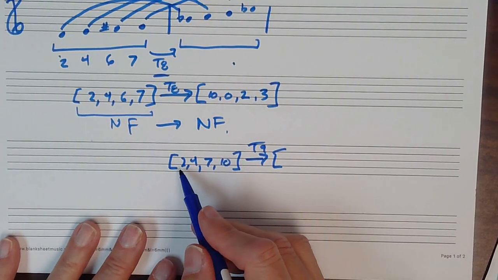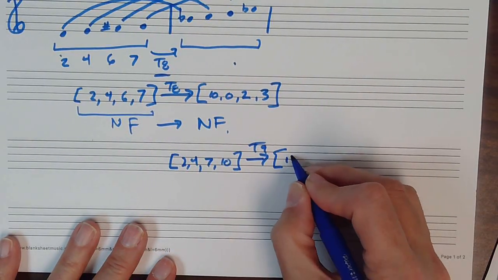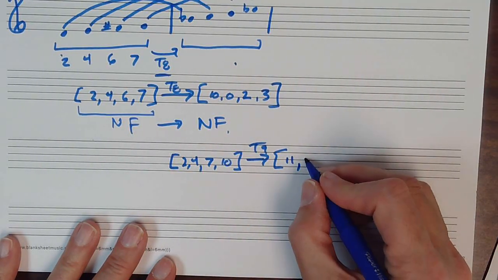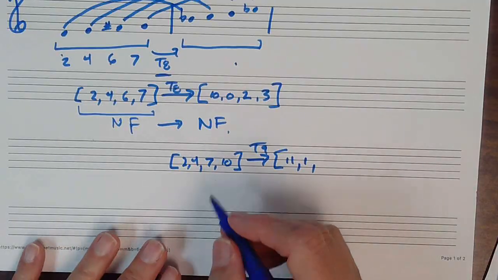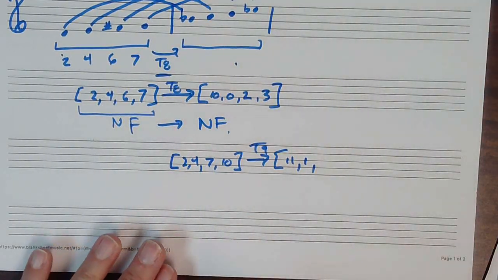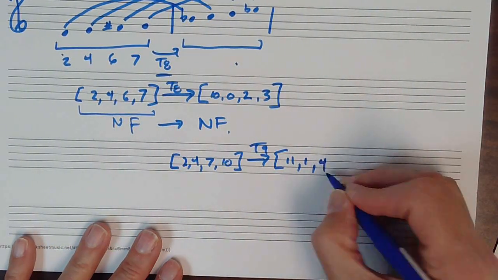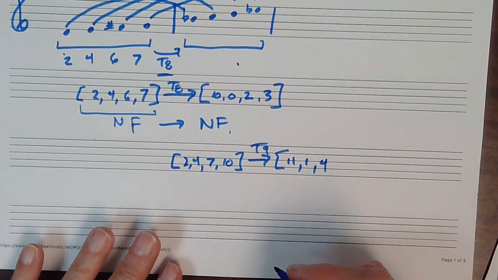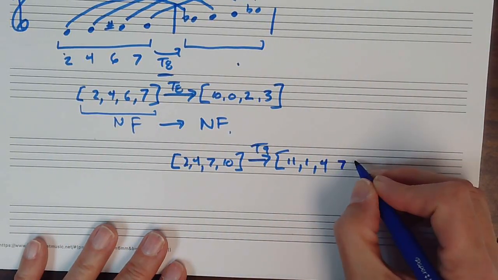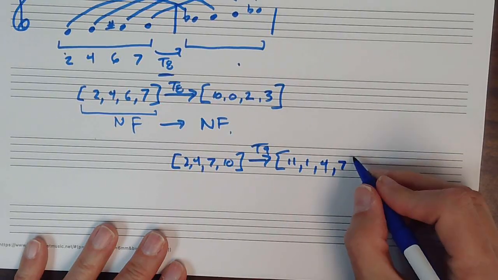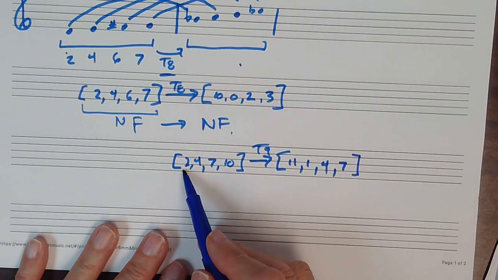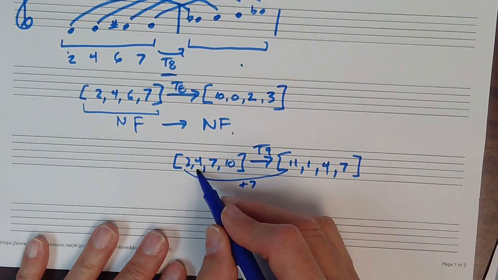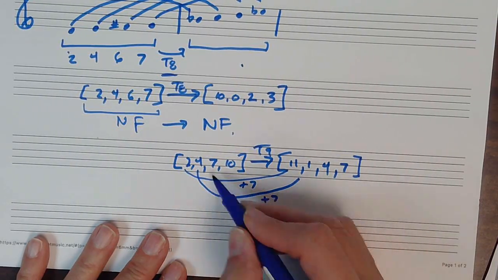Okay, so 2 plus 9 is 11. 4 plus 9 is 13. Mod 12 is 1. So 13 minus 12 is 1. 7 plus 9 is 16. 16 minus 12 is 4. 10 plus 9 is 19. Minus 12 is 7. All right, so each of these numbers is a plus 7 to each of these numbers.